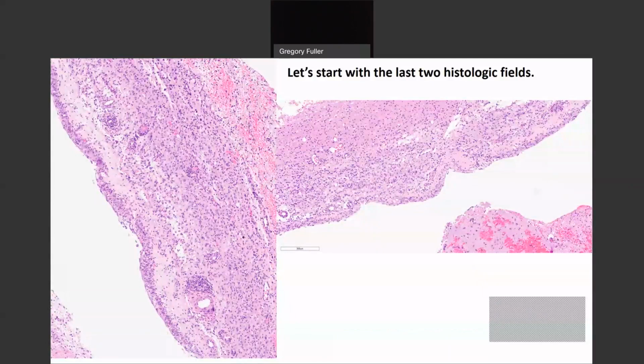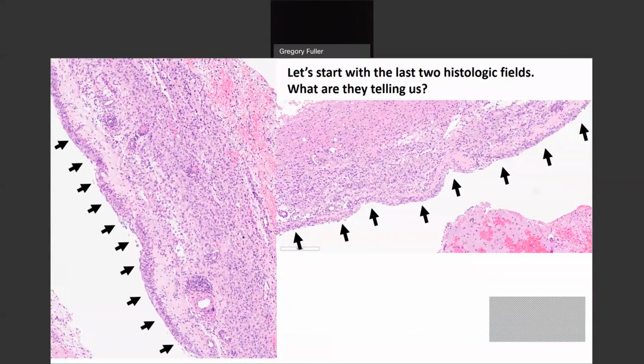Here we go. What are these two slides telling us? They're telling us something very special. Yes, Darshan Trivedi, this is a pseudoepithelial lining. All right, this is what you're seeing. Dr. Gilbert says the lesion is cystic. Yes, probably a big cyst.